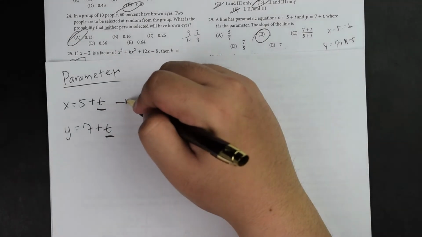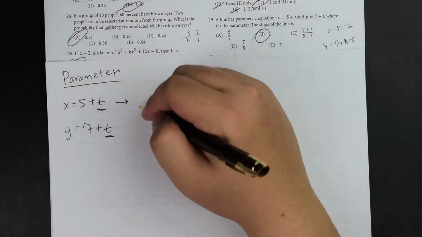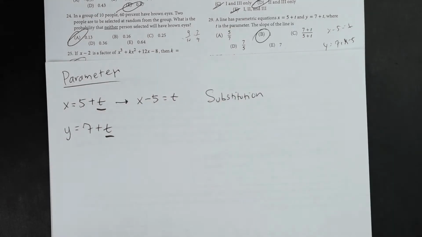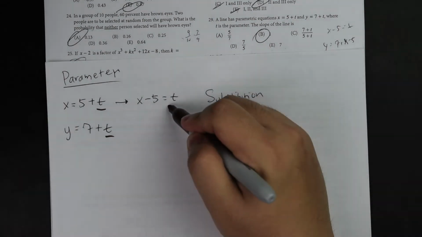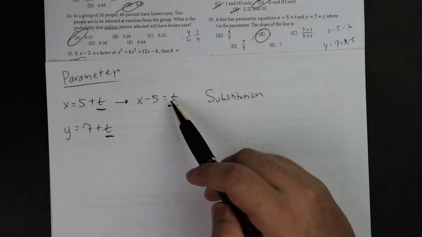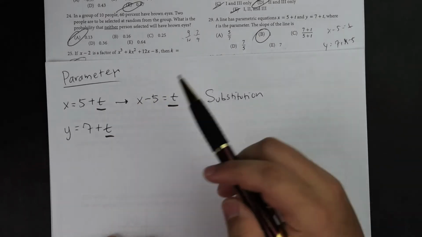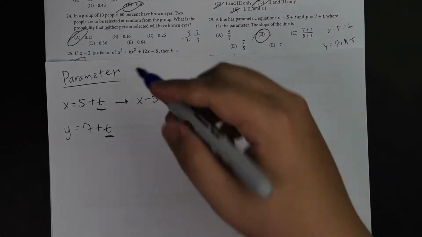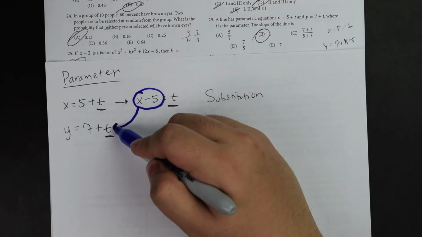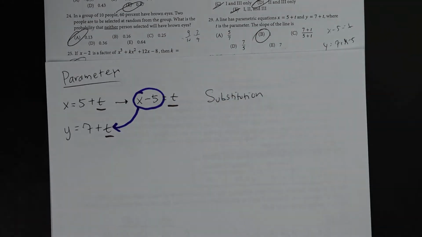So what I'm going to do is move 5 over. When I subtract 5 over, it'll be x minus 5 equals t. And as mentioned before, these t variables are very useful for us now. Now that I have t isolated like this, I'm going to take this whole x minus 5 and bring it into this t right here, because now I can combine the two equations into one equation.